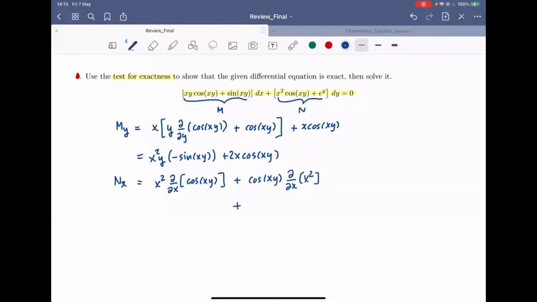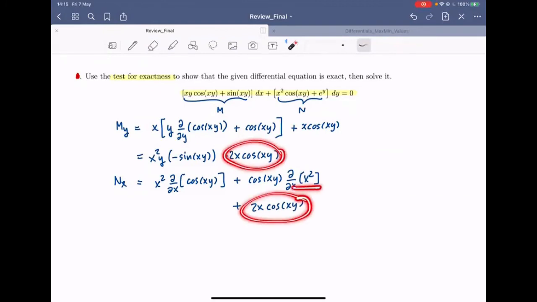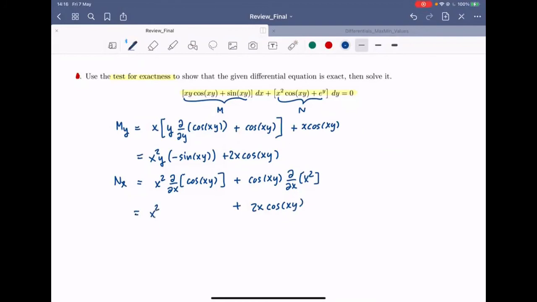I hope that on the second term here it matched, right? Because differentiating this you get 2x, and then on the first term here you get x squared, and then hopefully it matches. Differentiate cosine, you get negative sine, and then you have y left. Yes, good. So M_y equals N_x. This differential equation is exact.